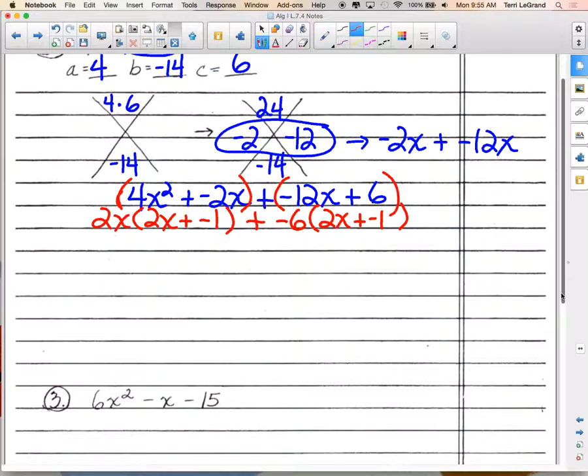What is our factored name for the trinomial we started with? Two x minus one. Two x minus six. Okay, check it. Make sure.